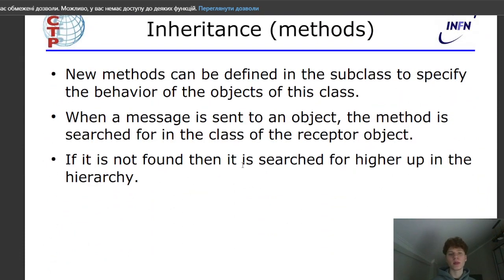Instance methods. New methods can be defined in the subclass to specify the behavior of the objects of the class. When a message is sent to an object, the method is searched for in the class of the receiver object. If it isn't found, then it is searched for higher up in the hierarchy.